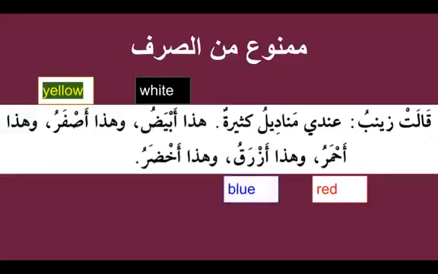Hada, this is. See, now we have hada because we are telling about one mindilun. Mindilun is masculine, but when it becomes jam'u, it becomes like a feminine. So we are describing one handkerchief. We say hada abiyadu. This is white. وهذا أصفر, and this is yellow. وهذا أحمر, أحمر is red, this is red. وهذا أزرق, أزرق is blue. وهذا أخضر, أخضر is green.